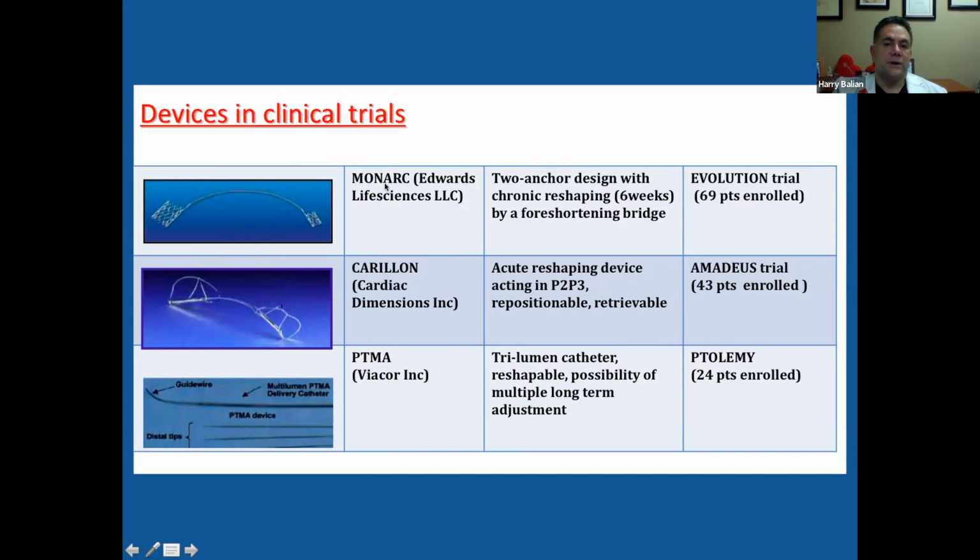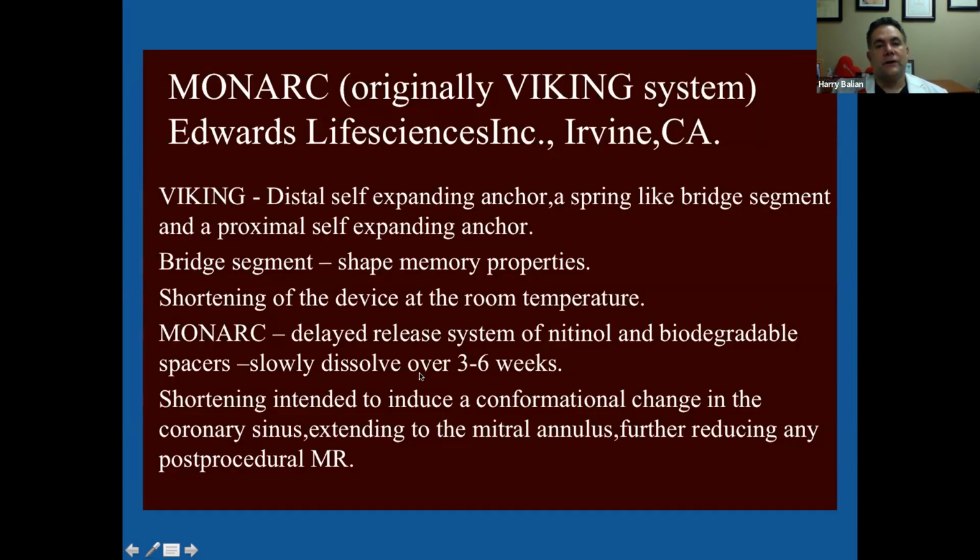This is one example, the Monarch, from Edwards Lifesciences. It's a two-anchor design with chronic reshaping. There are other ones, a Valian and then PTMA. The Monarch is basically a self-expanding anchor, a spring-like bridge, and it causes the annulus of the mitral valve to become smaller and the functional MR to be better.